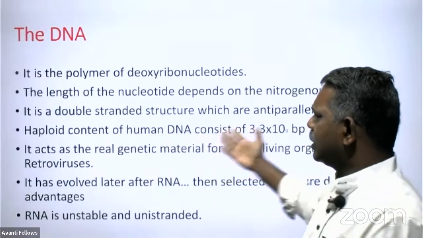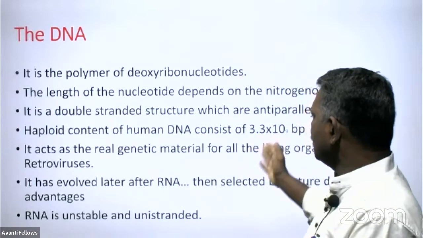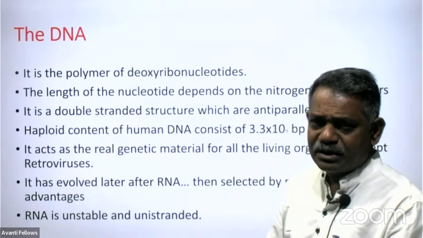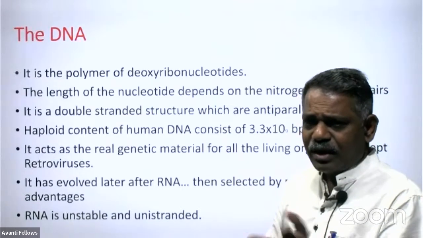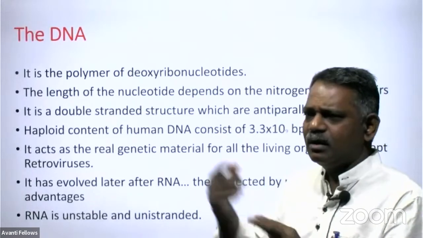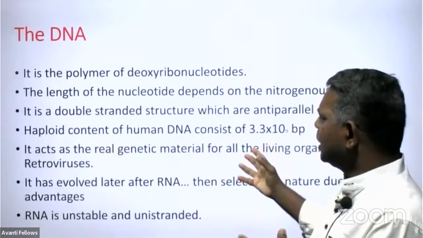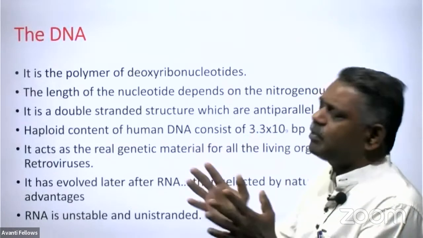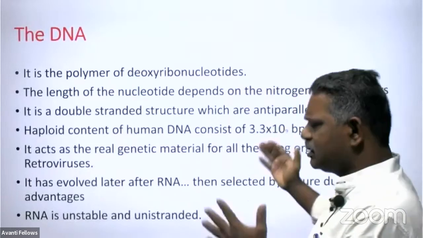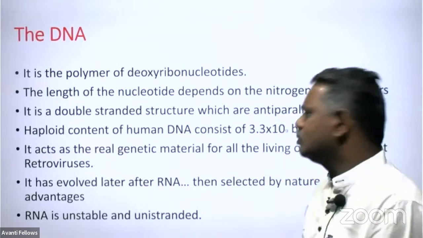The haploid content of DNA in the human cell is 3.3 into 10 raised to 9 base pairs. Base pair means, as we will see later, that guanine binds with cytosine and adenine binds with thymine. Such base pairs are there in the DNA in a haploid content. Normally our cell is diploid, so the total content of the DNA is double, 3.3 into 10 raised to 9 into 2.